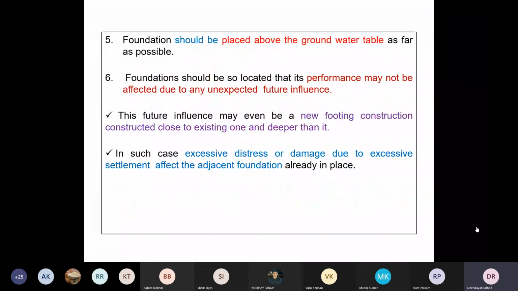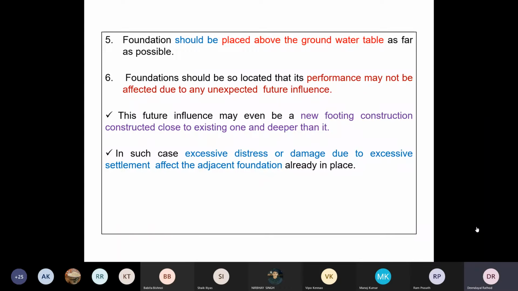So foundation should be placed above the groundwater table. Okay. So always we should try to keep the foundation above the groundwater table. What happens otherwise when the groundwater table changes? Effective stresses change. Okay. So because of that, pore pressures and all, what happens? The bearing capacity will reduce.